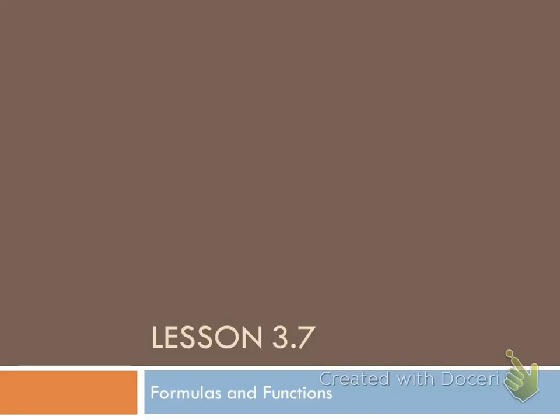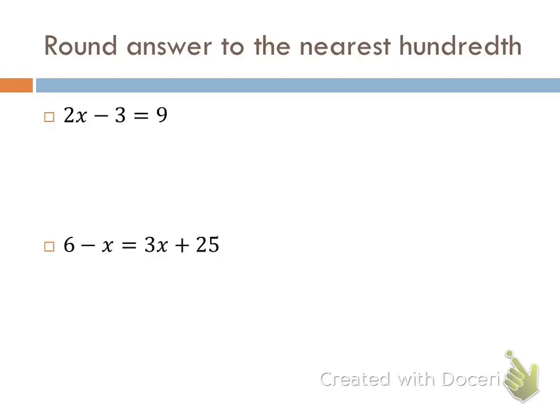Lesson 3.7. What we're going to be doing is solving for formulas and functions. So we're going to take different equations and solve for certain variables. Before we do that, though, I want to review some problems that we have done so far in Chapter 3. So I want you guys to take a few minutes, and I want you to solve for x. One of these answers will come out a decimal, so I want you to round to the nearest hundredth.